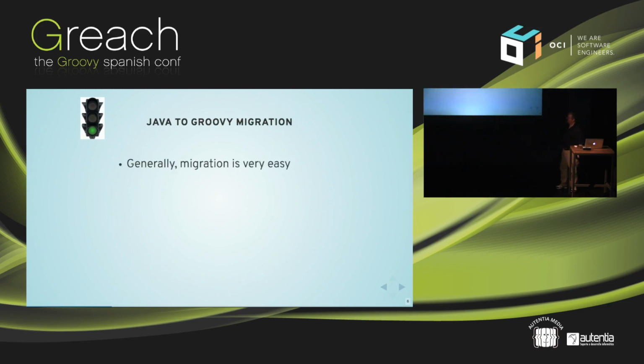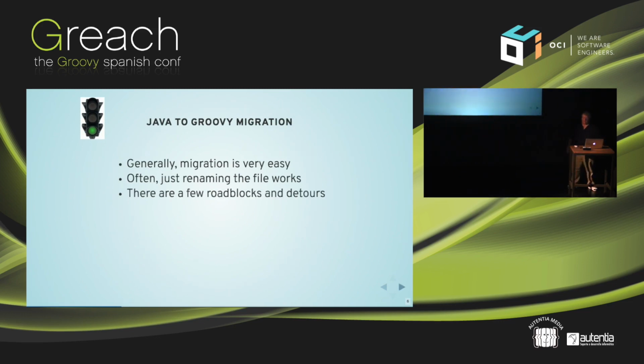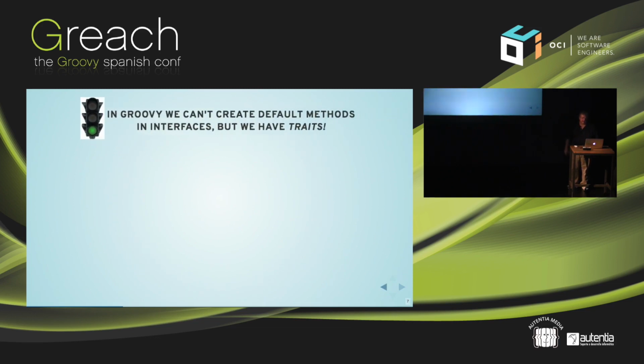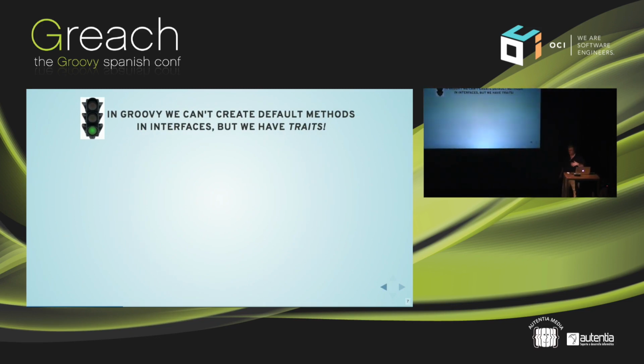So generally the migration's pretty easy. Often we just rename the file and it works. There are a few roadblocks and detours that we'll be examining now. For instance, in Java 8 they introduced default methods into interfaces. So we have this notion of a functional interface. It has a single abstract method, and now we can put behavior with a default method inside of an interface, and unfortunately, Groovy will not support that today, and I'm not sure if the parrot grammars are going to take care of it.